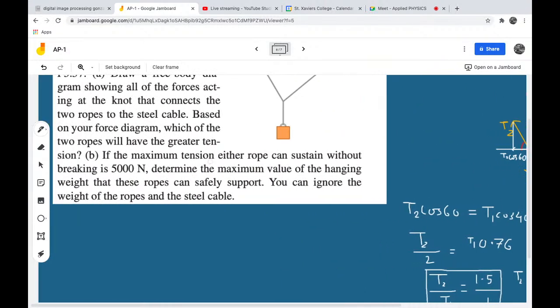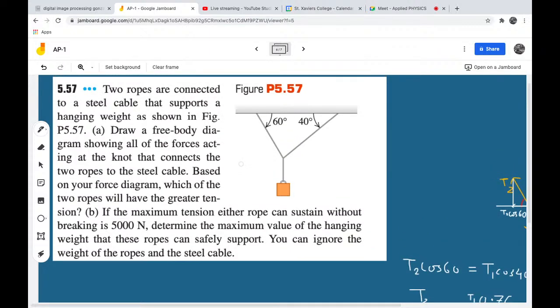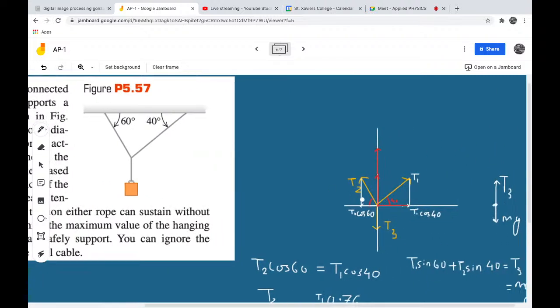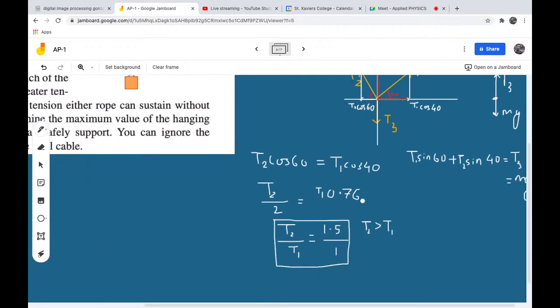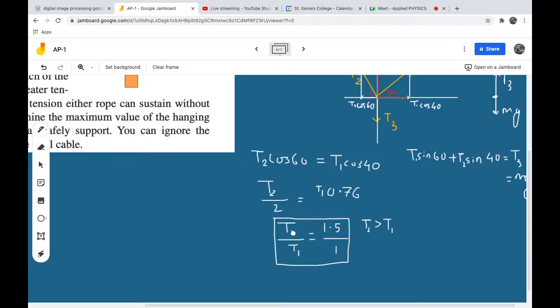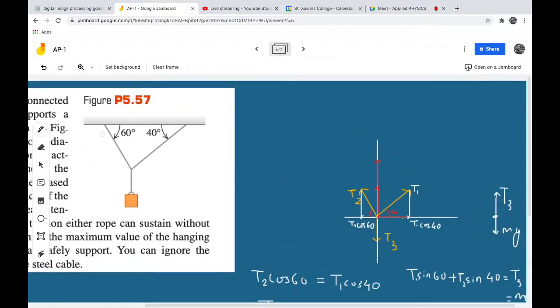If the maximum tension that either cable can sustain without breaking is 5000 newtons, which cable will break first? That is another question. You can see that the cable that will break first will be the one which has higher tension. Now we have already seen which one has the higher tension. T2 has the higher tension than T1. So this cable is going to break first.